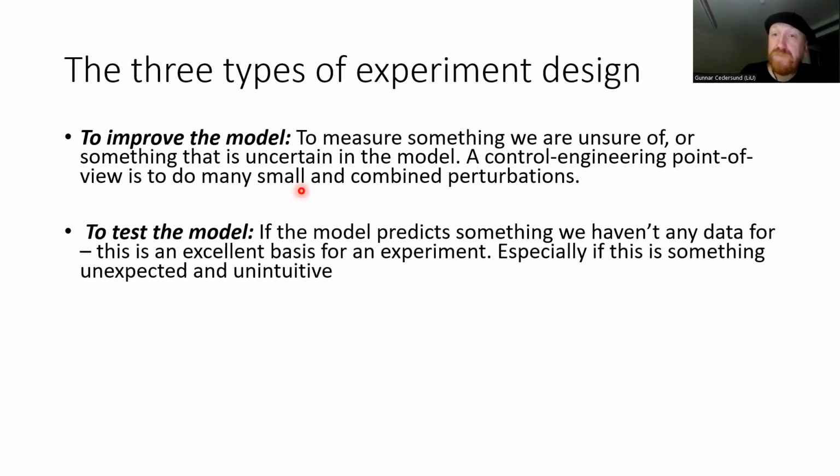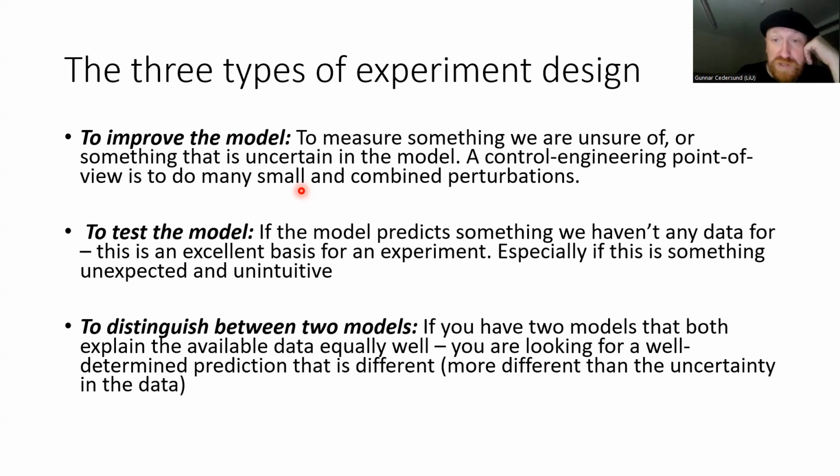If you want to test the model, then you should predict something that you haven't got any data for. So that in principle is an excellent basis for an experiment. It has to be well determined, and the best thing is if it's also something that's unexpected or unintuitive, where it's very weird that you have this prediction with the model. Is that really correct? And then if you measure that and it is correct, then it's really evidence that the model has really gathered some valuable information, because its weird prediction happened to be true.